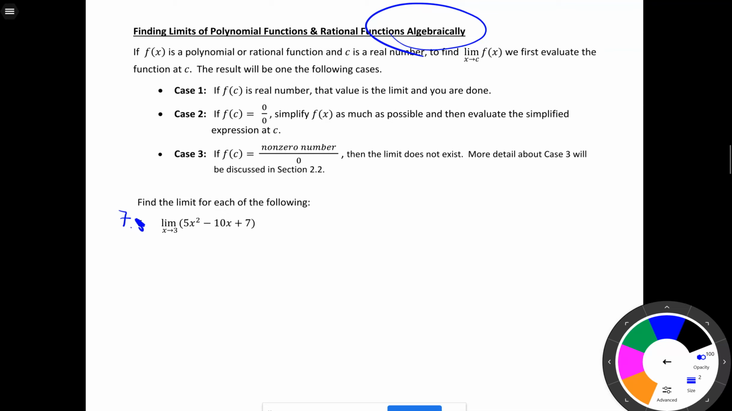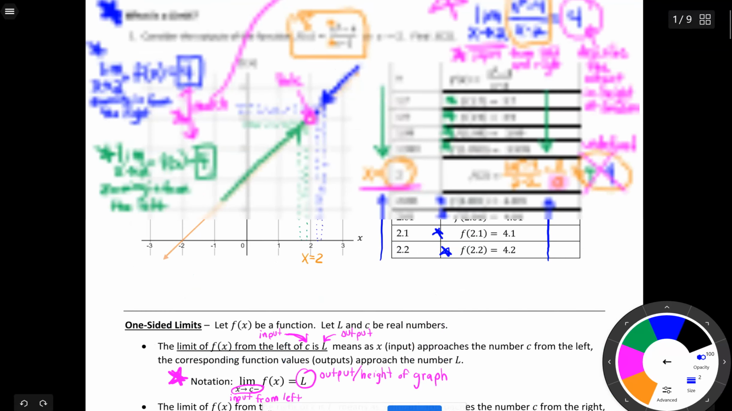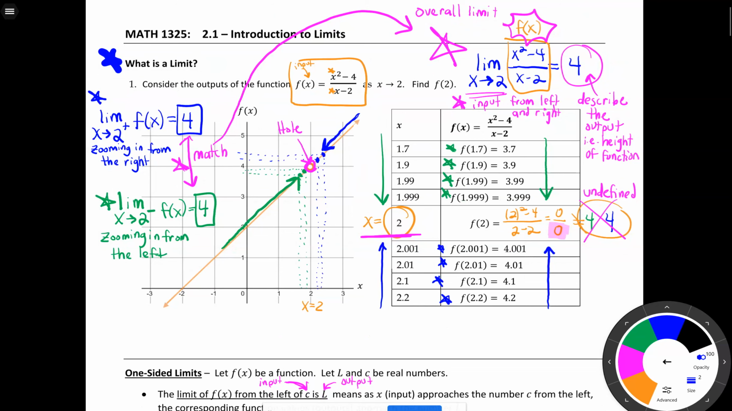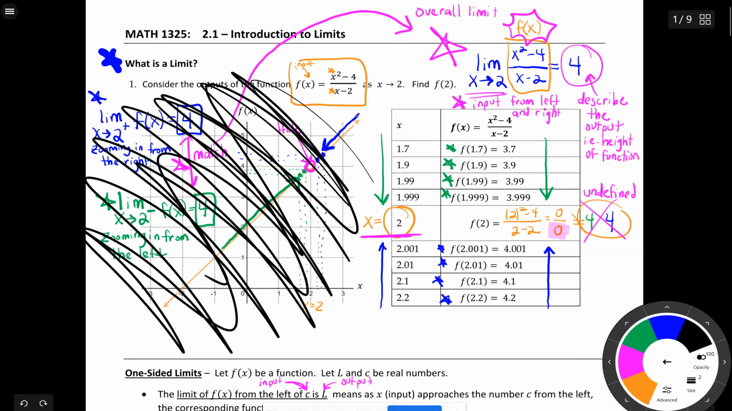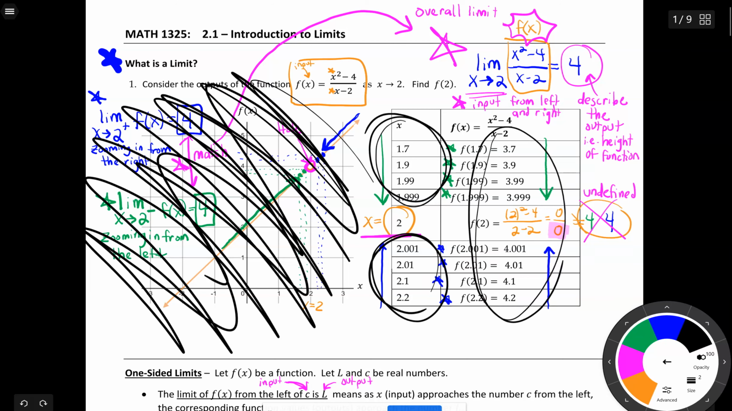So one thing you can always do is just plug in inputs. I should say inputs instead of x values. I'm just going to scroll back up to the very first problem we did so I can remind you what that looks like. If I did not have this graph over here, I could have gotten the same answer by just plugging in a whole bunch of values from the left and a whole bunch of values from the right and make sure they're doing the same thing. That's the plug and chug method.